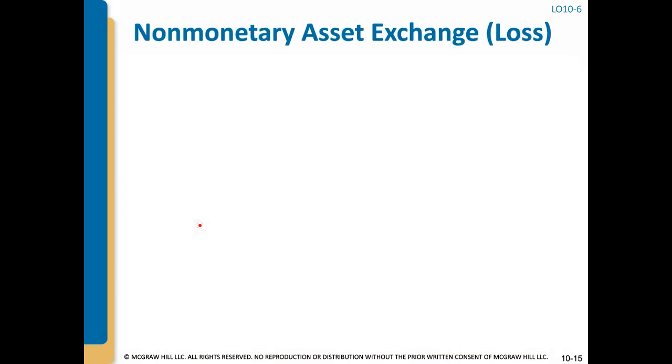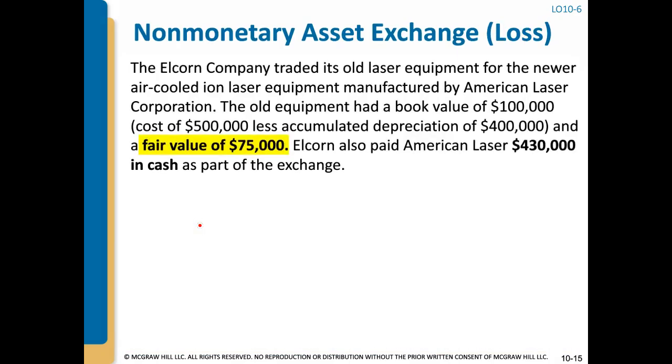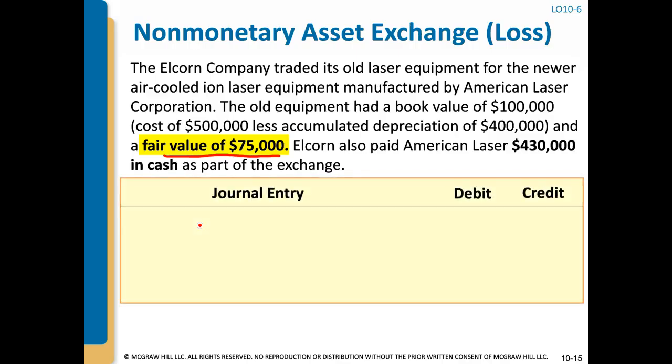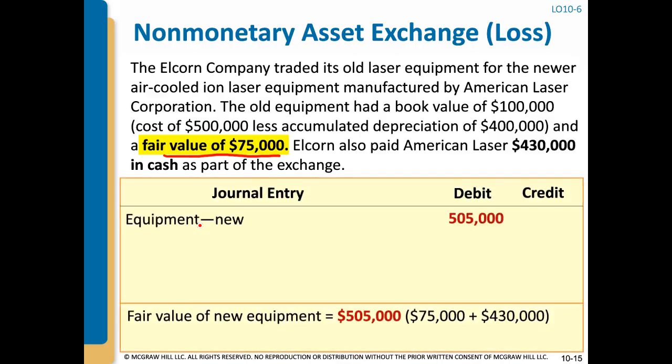Now let's move forward. What if the facts of the problem are the same, except the fair value of the asset given up is now $75,000. Same, we go through the same steps. Step 1, let's record the fair value of the new equipment, which is equal to the fair value of the old equipment, of the asset given up, plus any cash paid, which is 505. So we're going to debit 505.